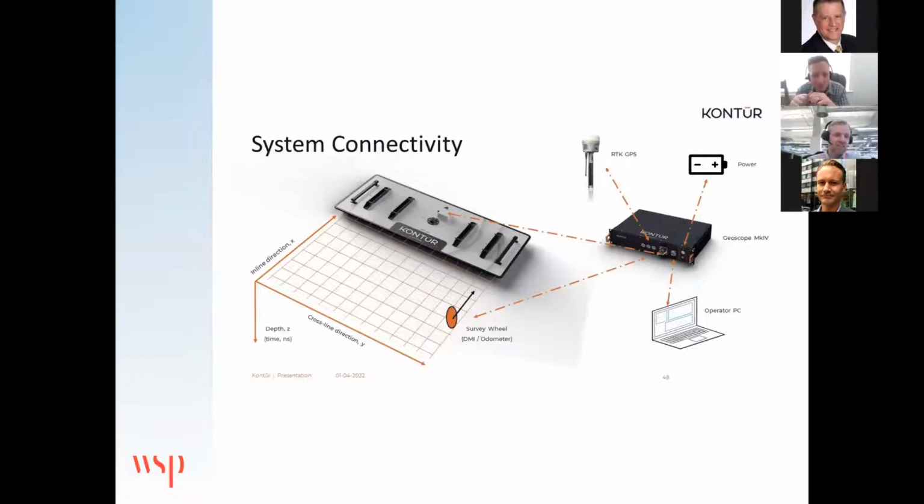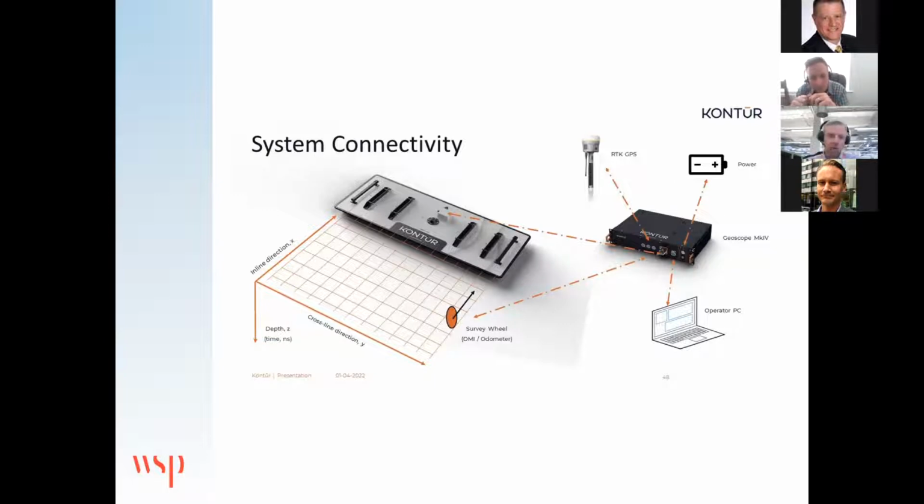So understandably, this is just the setup. You've got the antenna itself, and then you've got the acquisition box, which is the brains of the Kontur system. So this is called the Geoscope Mark IV. They're probably working on the Mark V. They maybe have a Mark VI as well. But this is the Mark IV. I think this is the latest model.